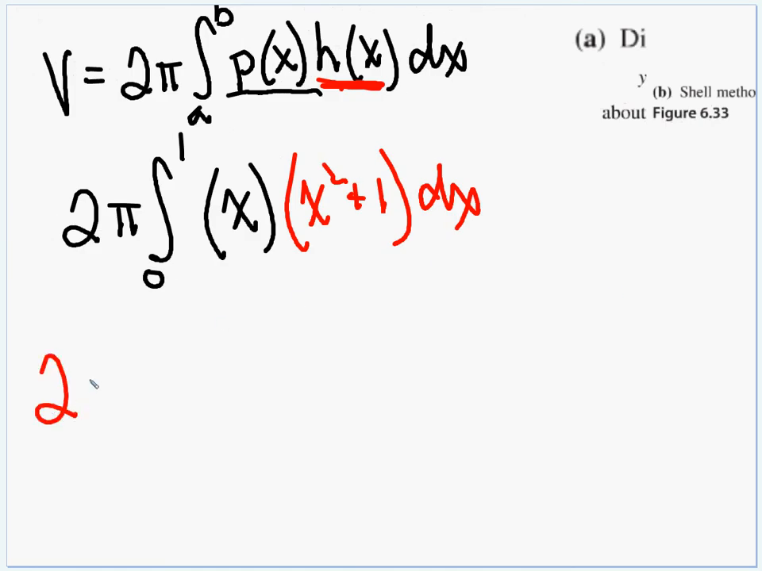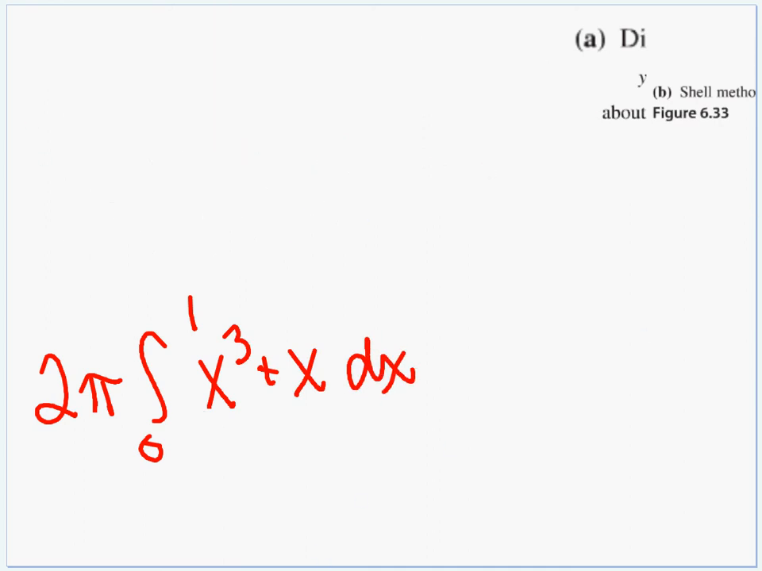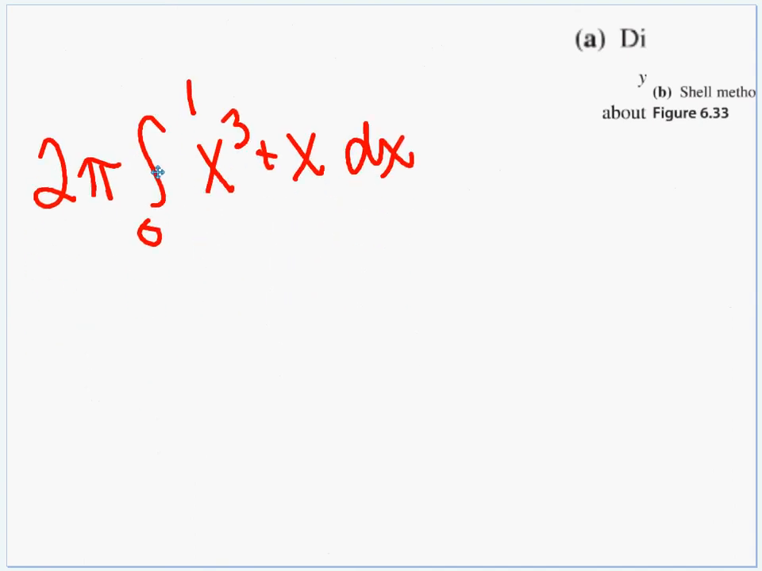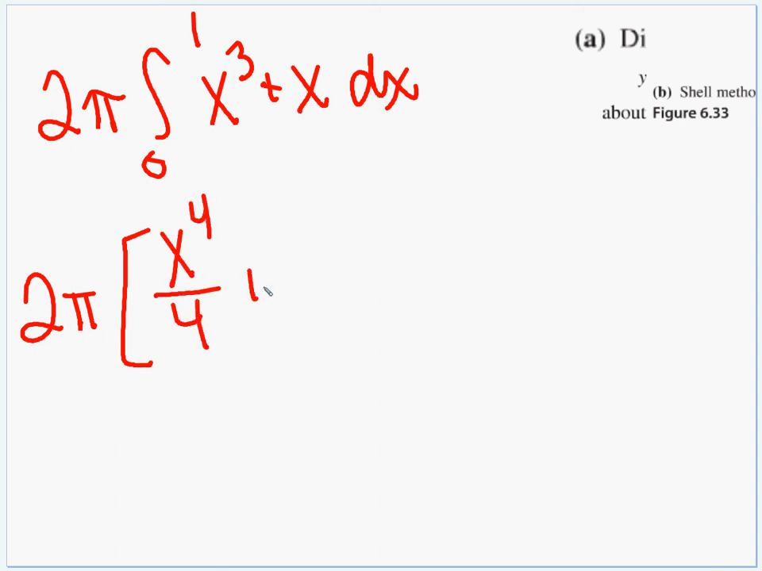So first, a little algebra to get everything set up. Distribute the x, so that's going to be x cubed plus x dx. And it looks like we're ready to anti-derive and evaluate. So there's our 2 pi. We will raise the power by 1, divide by the new power. Raise the power by 1, divide by the new power, from 0 to 1.